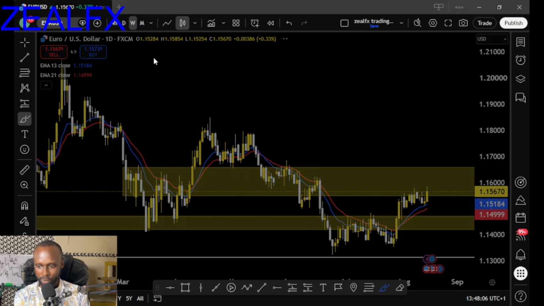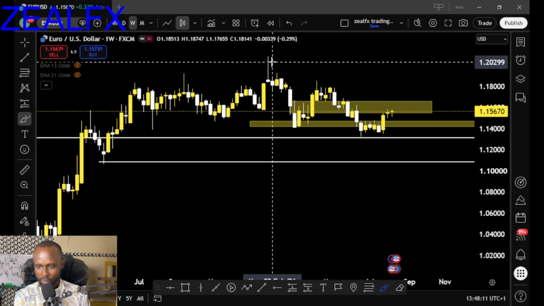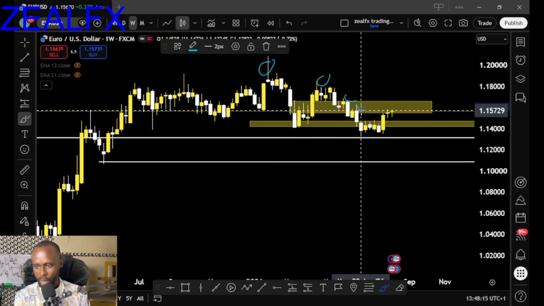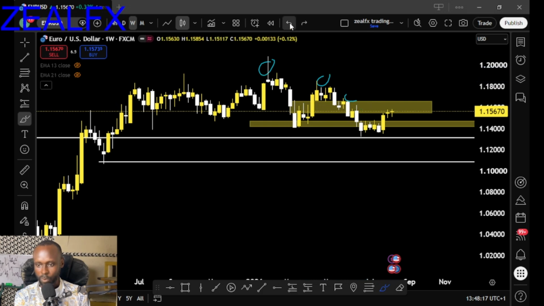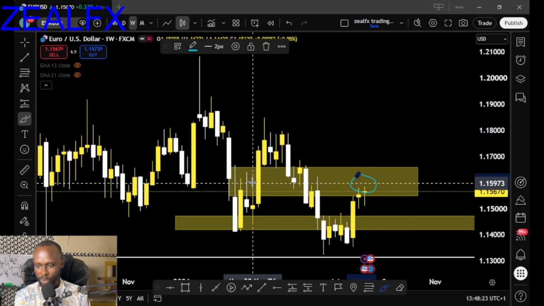Let's start our analysis from the weekly time frame. On my weekly time frame for Euro USD, you can clearly see we have this higher high, then a lower high, and a series of lower highs. So long as we have the series of lower highs, this indicates a bearish trend for the Euro USD to the downside. Currently, we have price closing on this weekly resistance level.